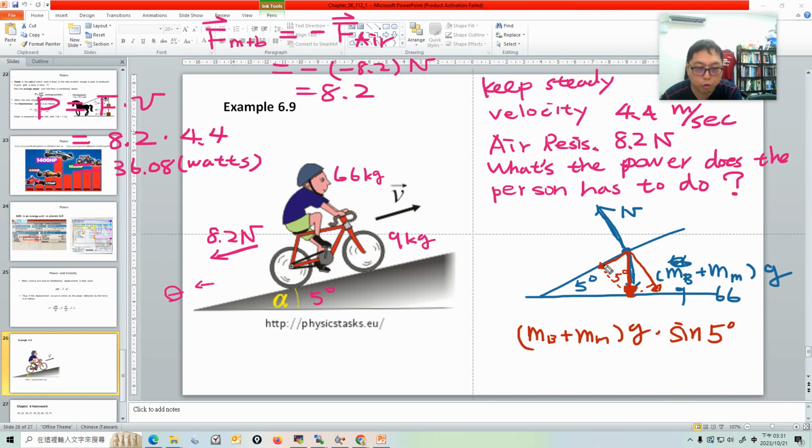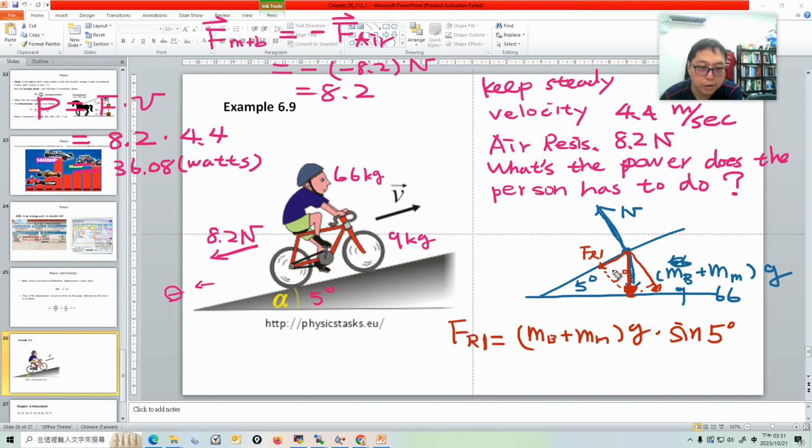Okay, so this force, what should we call its name? I really cannot come up with a name. It's the resistance from the mass. Okay, let's call it resistance 1. It's called F_R1.